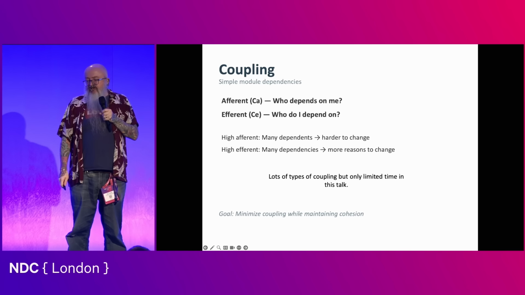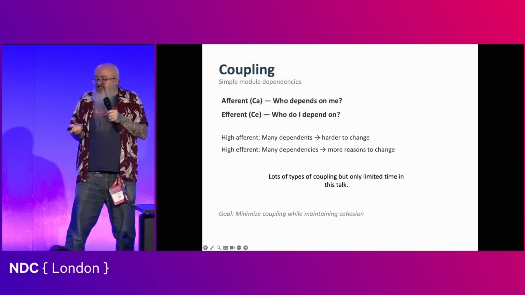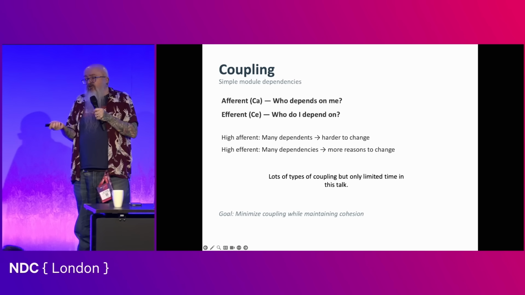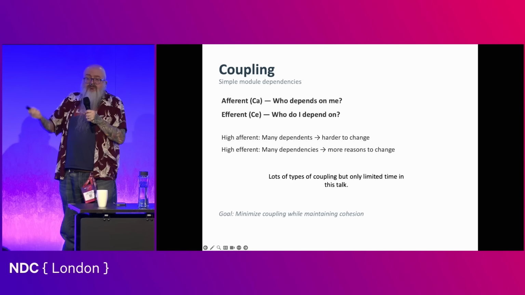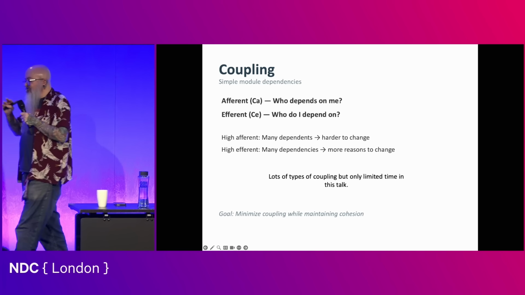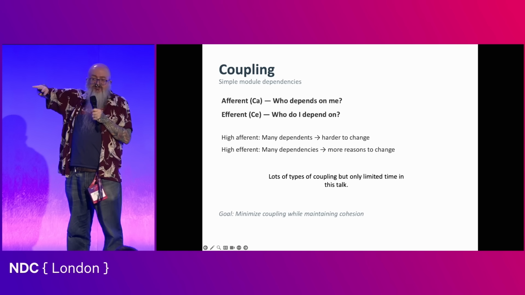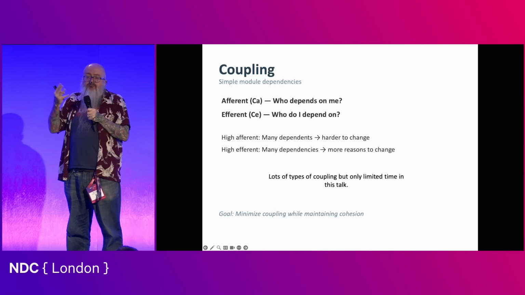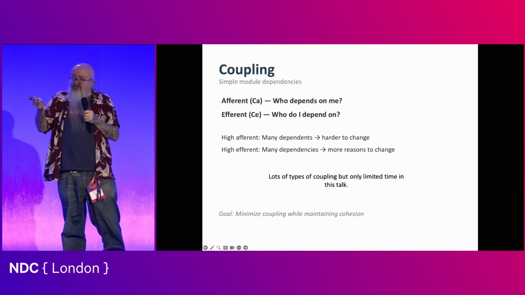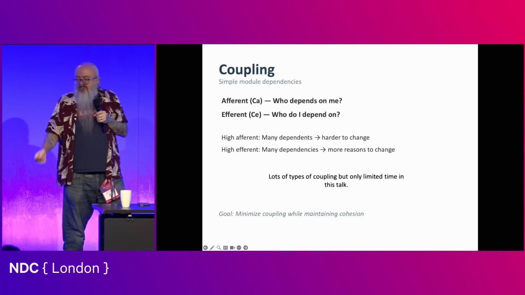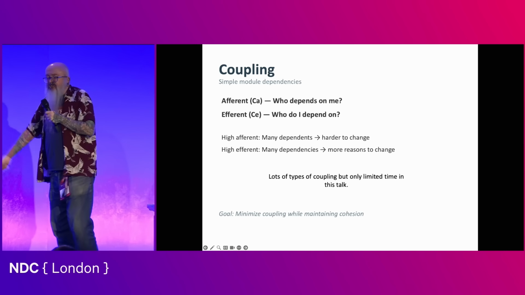Coupling, so afferent, who depends on me, efferent, who do I depend on? High afferent means I've got many dependents, so it is harder for me to change because essentially I may impact many people. That can go beyond the notion of just being coupled to the signatures of my methods, to actually there being an implicit understanding of how I work that you may depend on, and if I change that, they may alter you even if I haven't changed the interface. And who do I depend on, right? Who might force me to change?